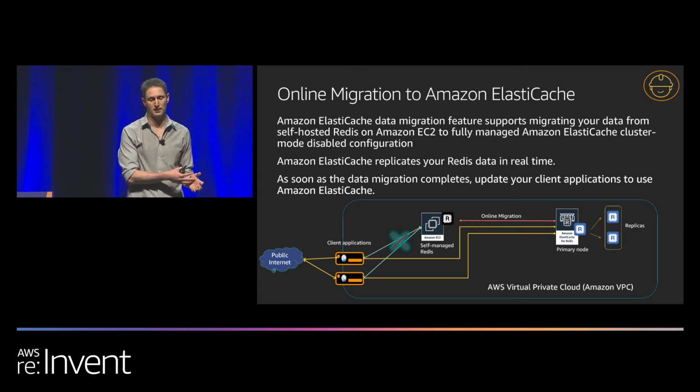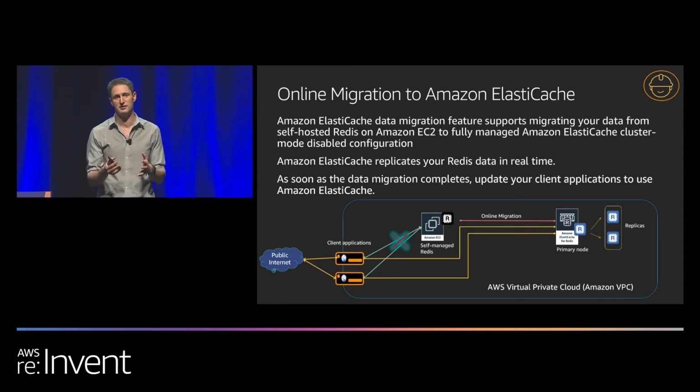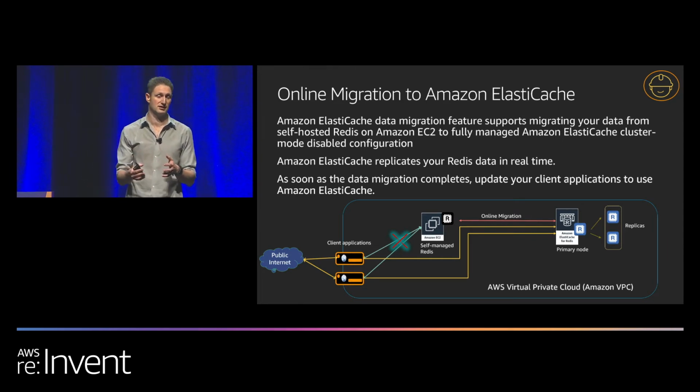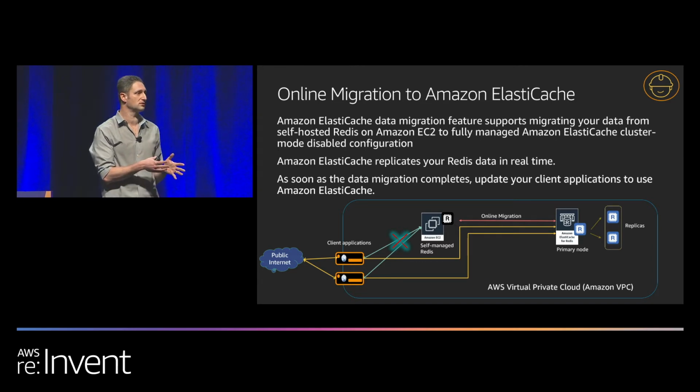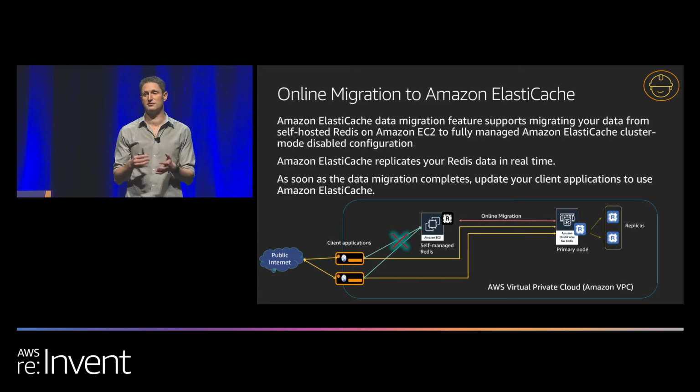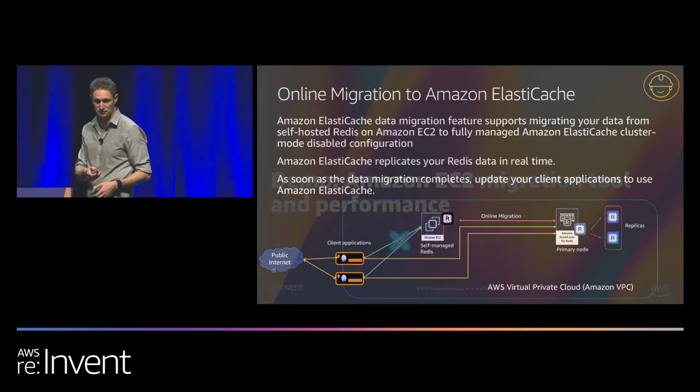So we built this feature to migrate from self-managed Redis on Amazon EC2 to fully managed Redis on ElastiCache. And the tool helps you with migrating everything in real time to ElastiCache. And then once the migration completes, you can immediately update your client to point your traffic to ElastiCache. And now I'm going to show you a demo on how I'm doing this.